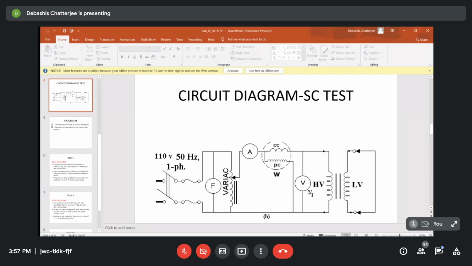Now if you short circuit the secondary, normally if you apply rated voltage, a large short circuit current should flow. That means the transformer will burn if the fuse does not blow. It will take a very large current because it is a short circuit. Therefore we cannot put full voltage there.